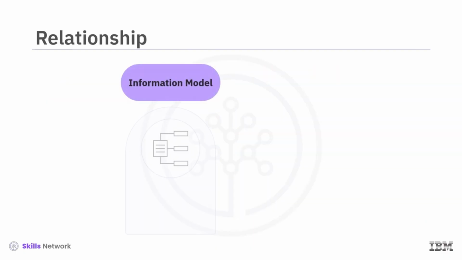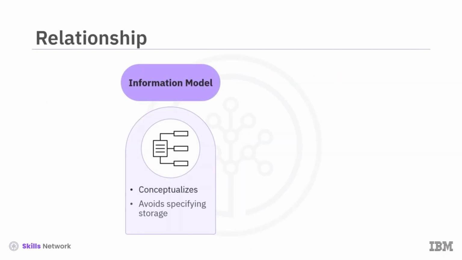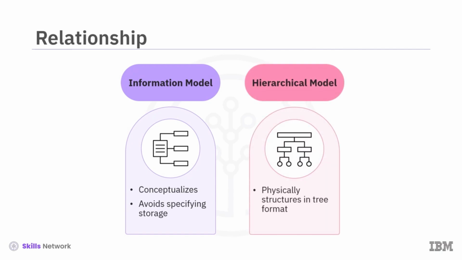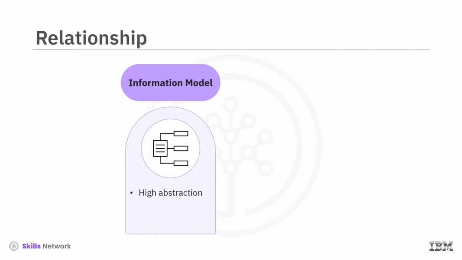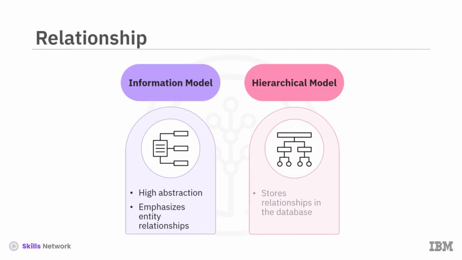In relationships, an information model conceptualizes without specifying storage, while the hierarchical model physically structures data in a tree-like format. The information model prioritizes high abstraction, focusing on entity relationships for a clear representation of real-world scenarios. Despite alignment potential, the hierarchical model's lower abstraction stores relationships in a database.